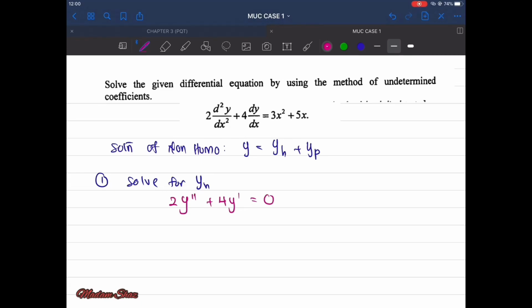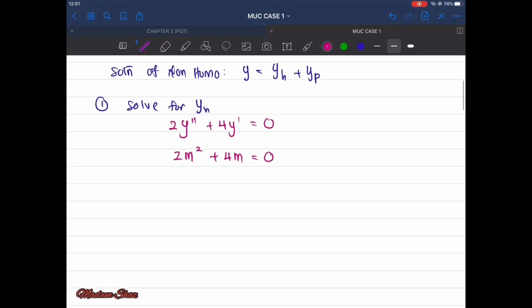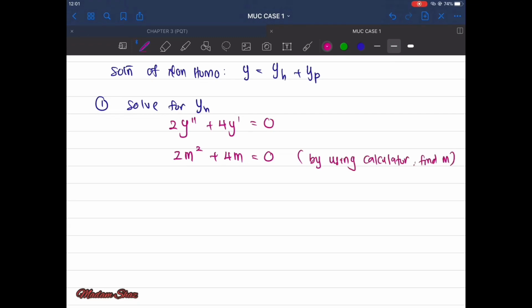So 2y double prime, you have to write in terms of the characteristic equation. Substitute y double prime becomes m square. So this will become 2m square plus 4m equal to 0. Okay, so by using calculator, find the value of m. The calculator will give you m equal to 0 and m equal to negative 2. So based on the value of m, these are different roots.